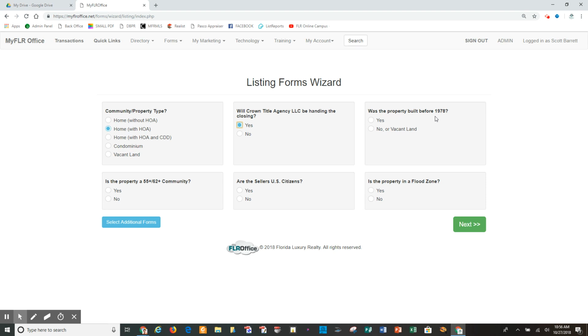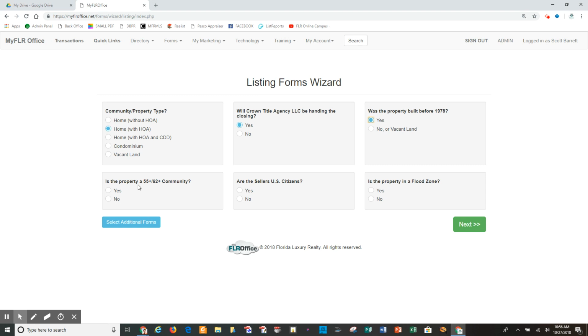Was the property built before 1978? Obviously, you understand that this will determine whether or not the lead-based paint disclosure form will be added to the documents. So I'm going to say yes for the purpose of this demonstration.